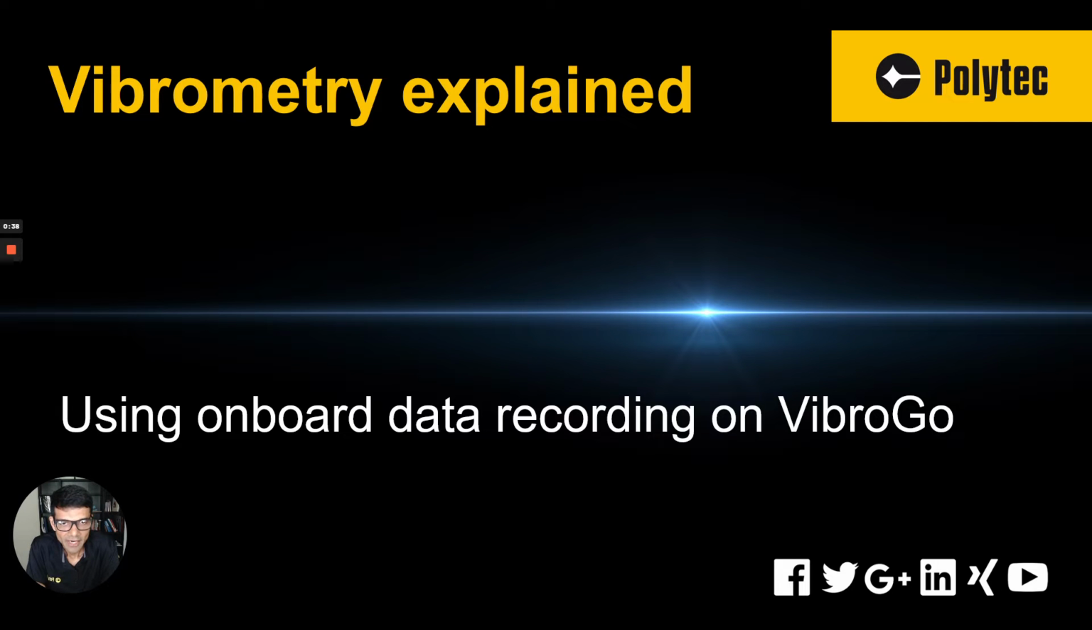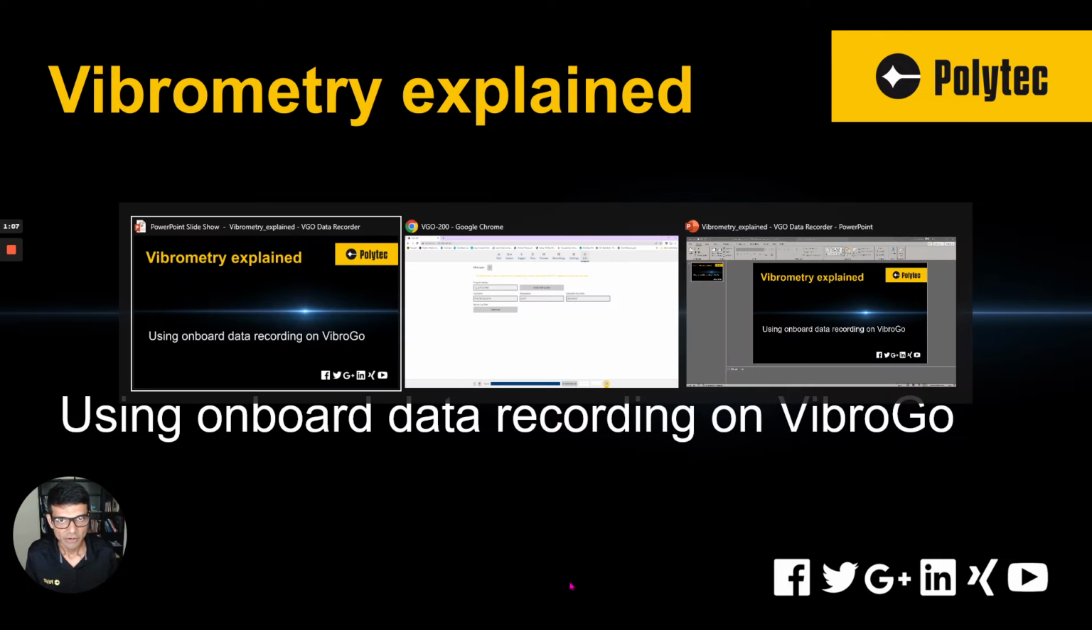But in general, this is a feature that's useful anytime you want to carry less stuff, or you are in a place where it's just hard to have a dedicated data acquisition system. You can make the recordings and then bring the data back, download it from the VibroGo. There is a lot more information in the manual. I just want to show you what would be different on the panel of your VibroGo with this particular option.